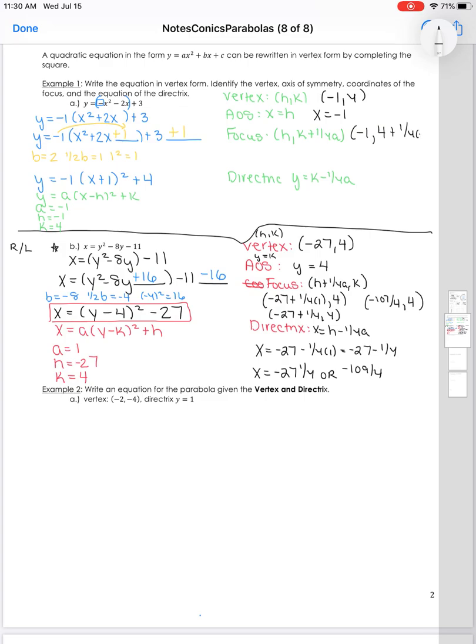So the vertex, we know our h and our k, is negative 1, 4. Our axis of symmetry is x equals h, which would be x equals negative 1. Our focus would be h comma k plus 1 over 4 times a, where a is negative 1. So that's negative 1 comma 4 minus a fourth, which would be negative 1, and then 15 fourths. If you want to make it 3 3/4, that's fine, either one. For the directrix, we have 4 minus 1 over 4 times negative 1, so that's 4 plus a fourth. So it's either 4 1/4 or 17 fourths.